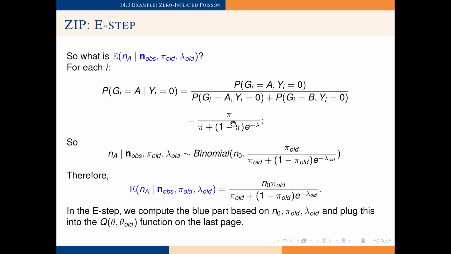But in the E step, we need to plug in the pi old and the lambda old over here, right? And we know that for this particular random variable, the expectation in a binomial is essentially N times P. So you take N0, the number of individuals who report having 0 drinks, and multiply it by pi old, the pi from the last iteration, divided by pi old plus (1 minus pi old) times e to the negative lambda old, where lambda old is also from the last iteration. So that's what you get from the E step, the blue part.